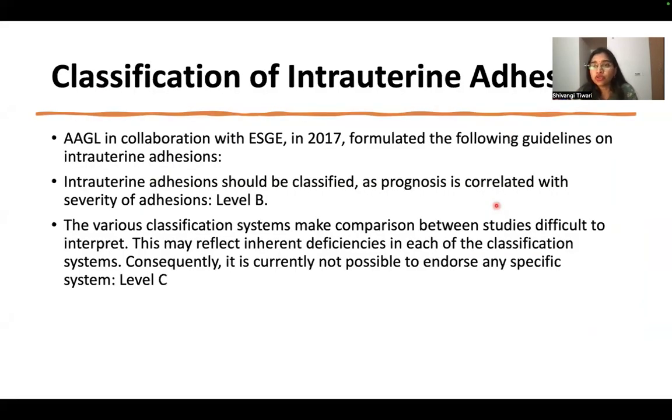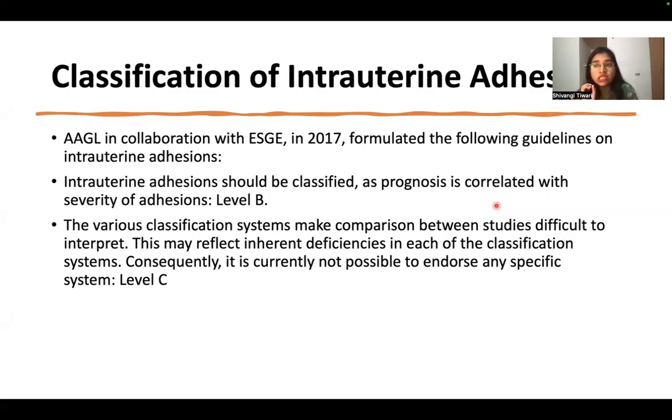So, classification of intrauterine adhesions. There are many classifications of intrauterine adhesions. AAGL, in collaboration with SJ, in 2017, formulated the following guidelines on intrauterine adhesions. Intrauterine adhesions should be classified as prognosis is correlated with severity of adhesions. This is level B. Then various classification systems make comparison between studies difficult to interpret. This may reflect inherent deficiencies in each of the classification systems. Consequently, it is currently not possible to endorse any specific system.